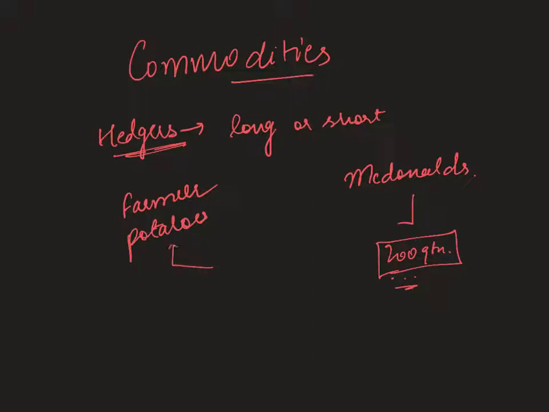So let's say the farmer says that I'm going to be selling my potatoes at 100 for a kg. I don't care what the price is at that time. I don't care if the price is higher or the price is lower. I'm going to be selling it to you at 100. And McDonald's says that cool, I'm going to be buying it at 100. So this is a basic hedging contract that can happen.